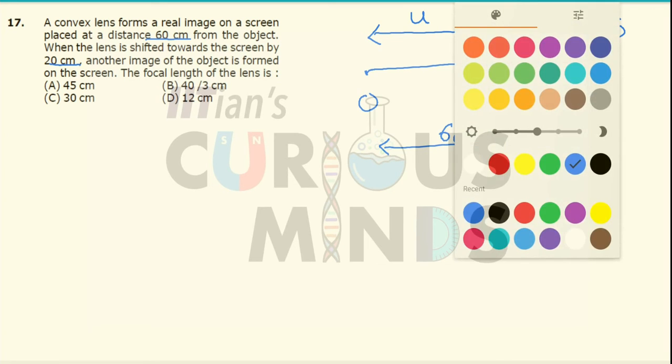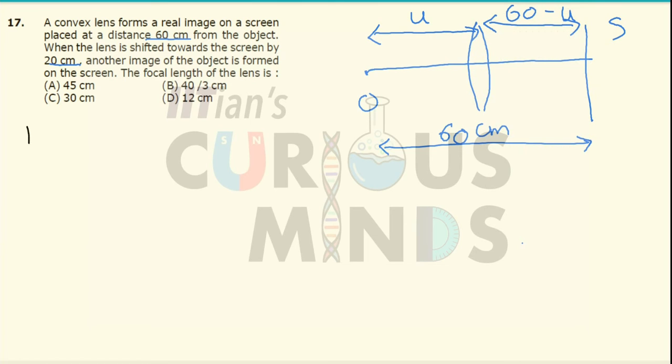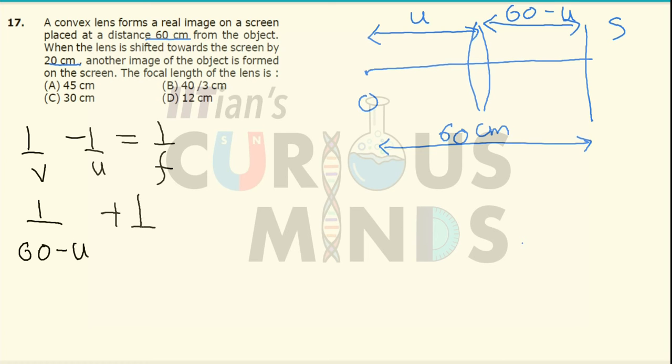Now let us apply the lens formula for the first case. 1 by v minus 1 by u is equal to 1 by f. Over here the image is formed on the right hand side, so it will be equal to positive 1 divided by 60 minus u. Object is on the left hand side, so it will be plus 1 by u is equal to 1 by f. Let this be equation number 1.